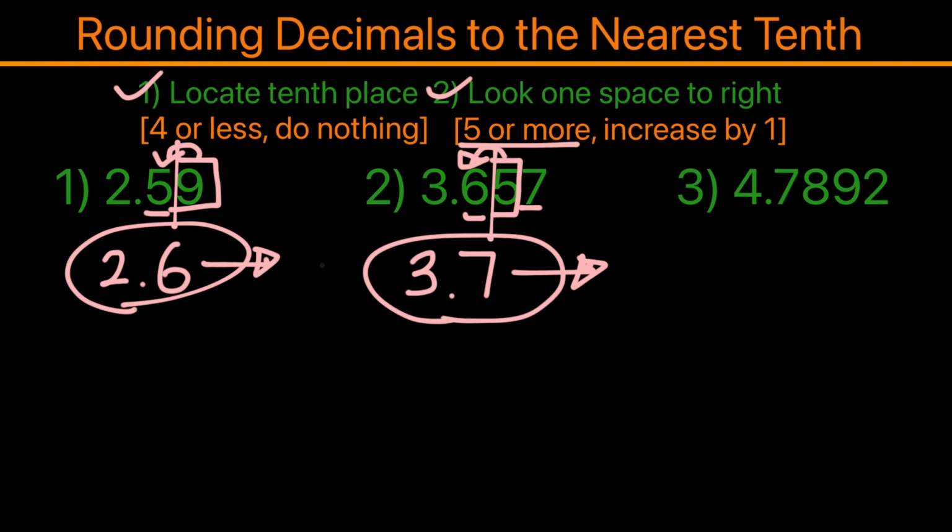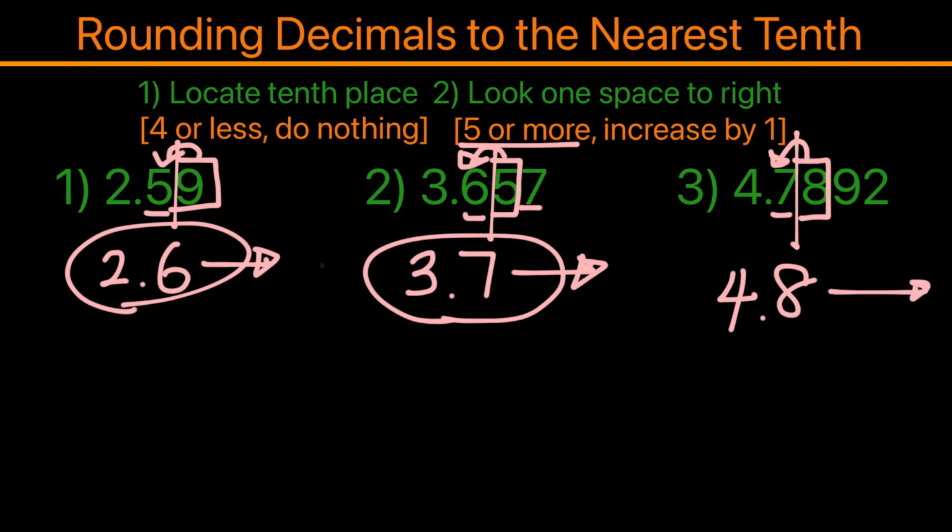Now, looking at example number 3, we have 4.7892. So looking at the tenth place, we have 7. And then we'll look one space to the right. In this case, it's 8. So again, this would be 5 or more. So we're going to increase the tenth place by 1. And so this will become 4.8. And everything behind, again, is gone. So the answer is 4.8.